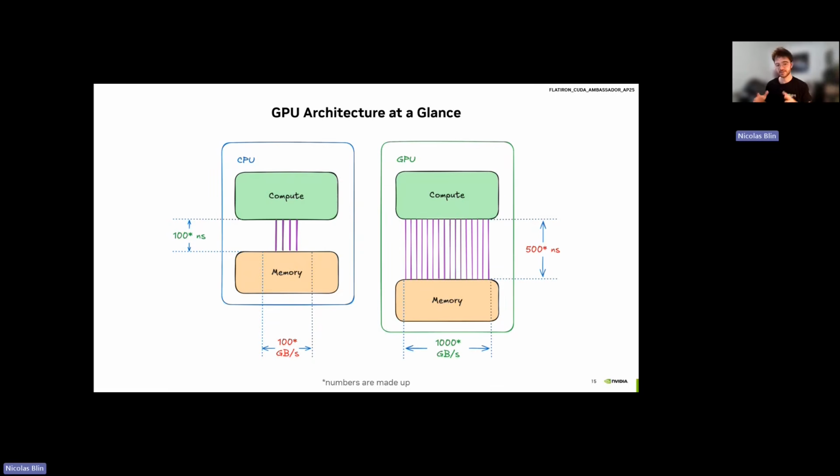So the GPU is your bus. It's moving more data around, but slower. So in the end, if you want to move a lot of data, the GPU will be better. But if you want to move less data but very fast, the CPU will be better.